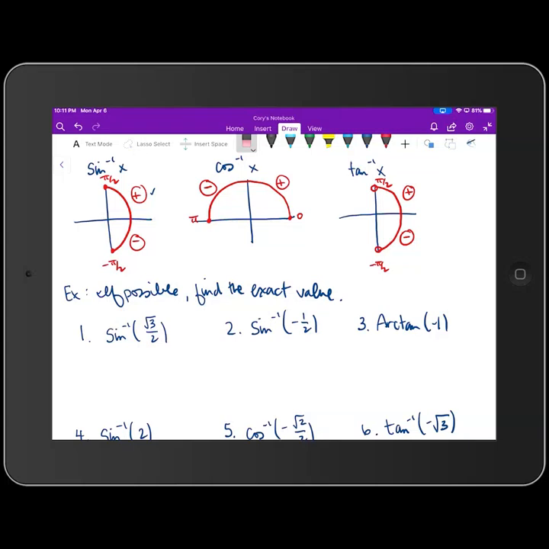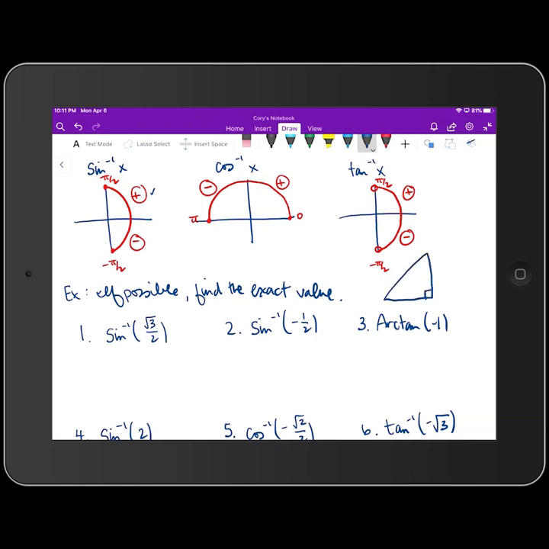Okay, so let's get into some examples evaluating inverse trig functions. Directions say, if possible, find the exact value. Before I start solving any of these problems, I want to construct the two reference triangles that we looked at earlier in this chapter, the 45, 45, 90 triangle, because we're going to use these a bunch in this section.